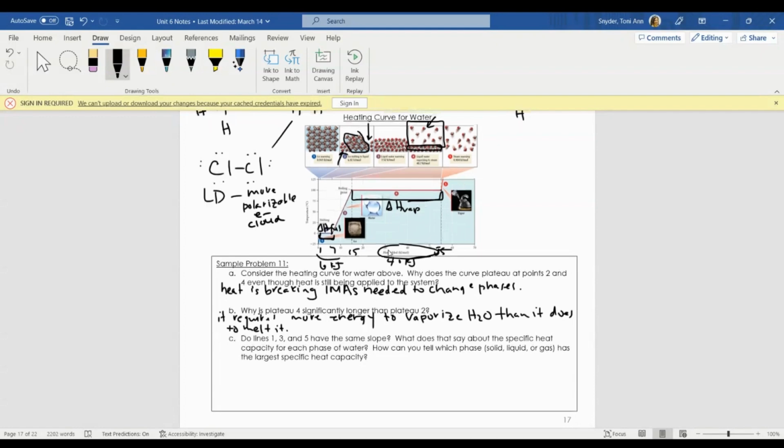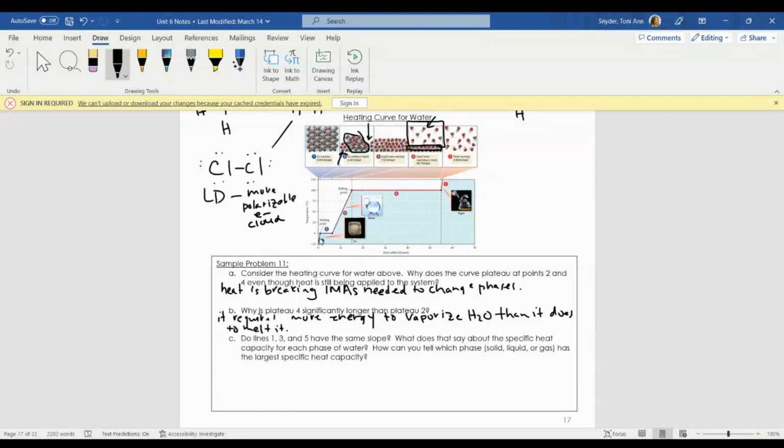Do lines 1, 2, and 3 have the same slope? I'm going to erase some stuff here so it's a little easier to see. Now we're going to compare the lines 1, 2, and 3. We've already looked at points 2 and 4. So here's 2, here's 4. That's done. We're looking at 1, 2, and 3. Do they have the same slope? So right here, here's ice.